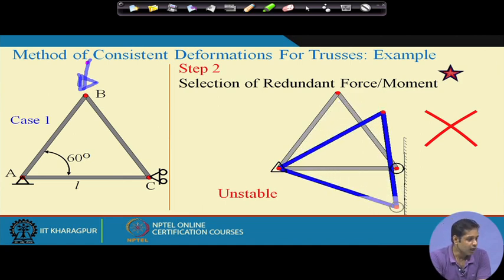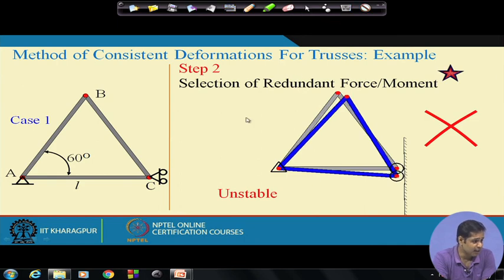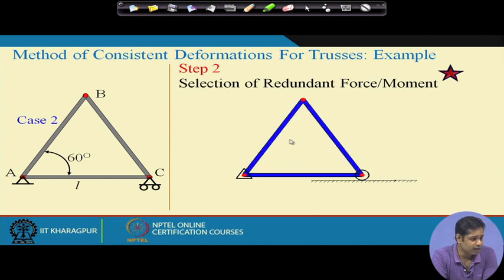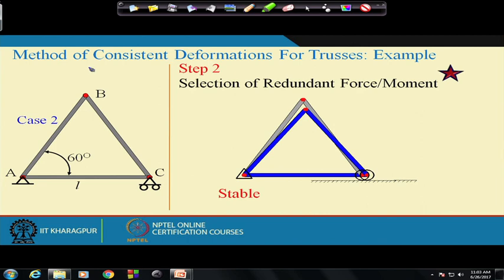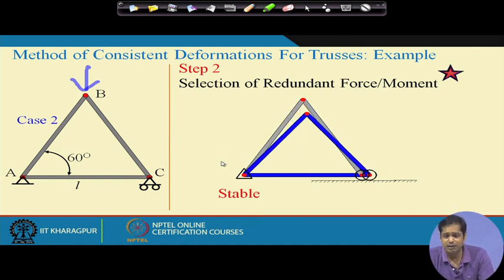Now, if we see the second case, case 2 is where this motion is restricted, but C can move in the horizontal direction. Then what is the movement if some load like this is applied? It can move in this direction, and this configuration is a stable configuration. So, which configuration is stable?